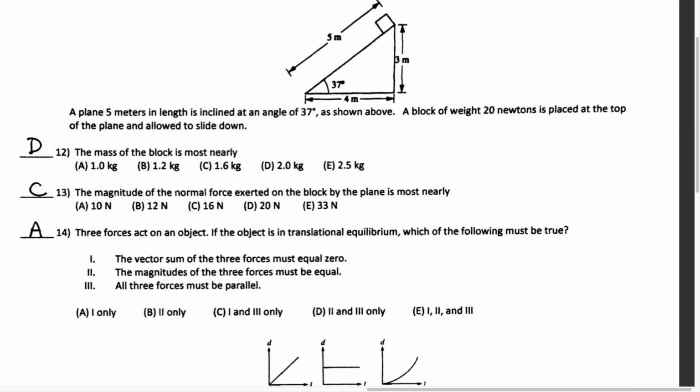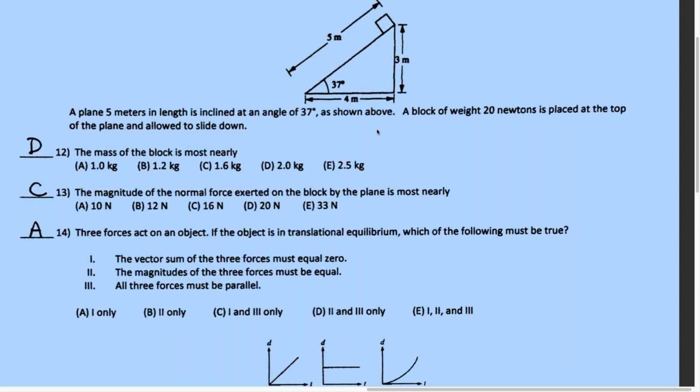So I'm looking at question number 12, and both 12 and 13 reference a 3, 4, 5 right triangle inclined plane. They tell us that it's 5 meters in length and a block has a weight, not a mass, of 20 newtons, and it's allowed to slide down. The mass of the block. So question number 12 is a fundamental question about whether you're able to decipher or distinguish between mass and weight. So let's have a short conceptual discussion.